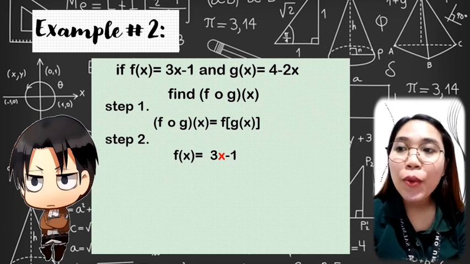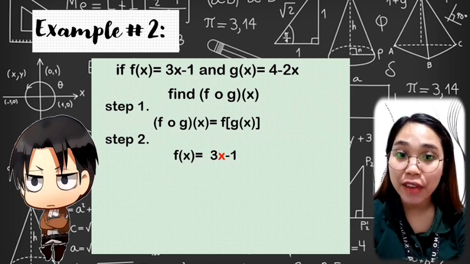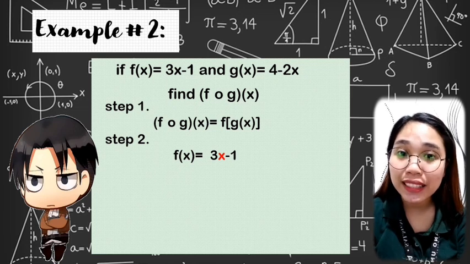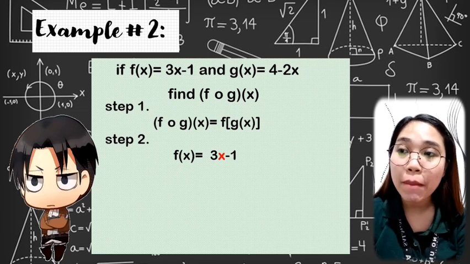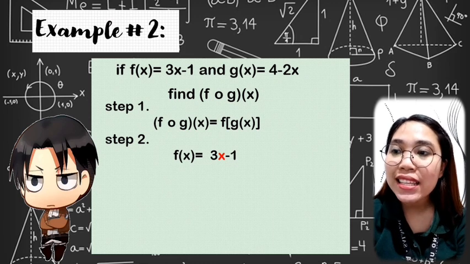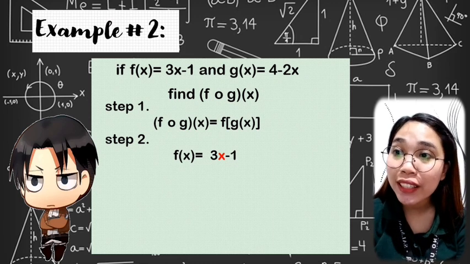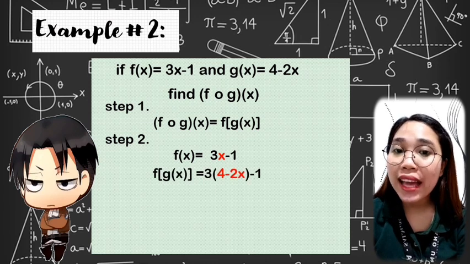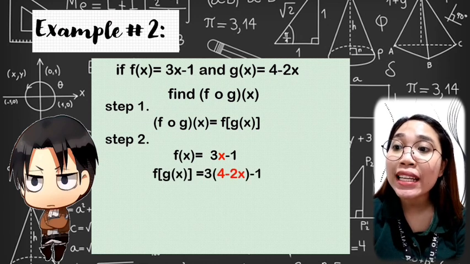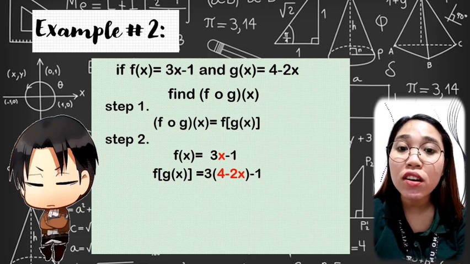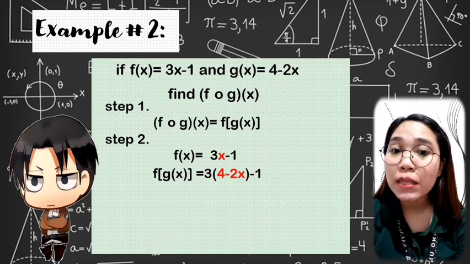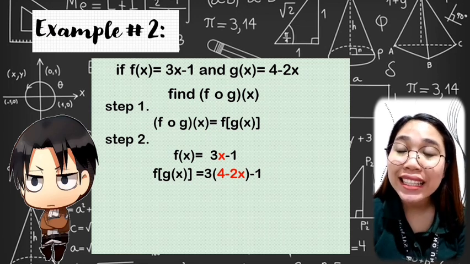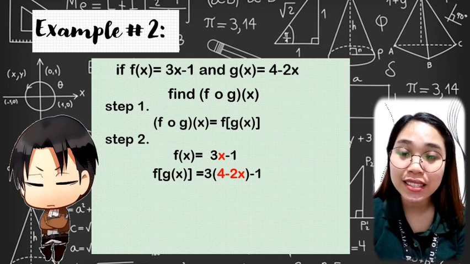But first, write the function of f of x para malaman natin kung saan tayo magpapalit or ano yung papalitan natin ng value. So we have f of x is equal to 3x minus 1. Then, f of g of x is equal to 3 times the quantity of 4 minus 2x minus 1. 4 minus 2x, yun yung pinalit natin kanina sa naka-highlight na x.